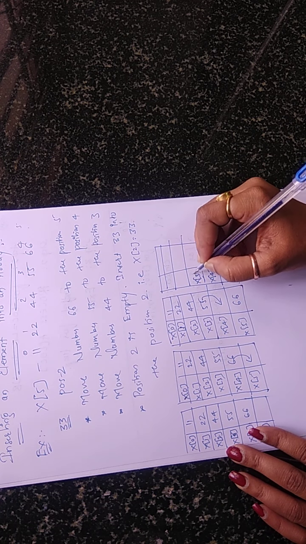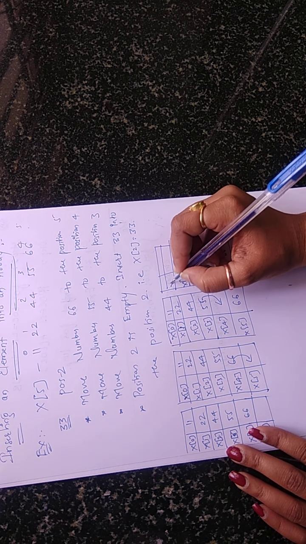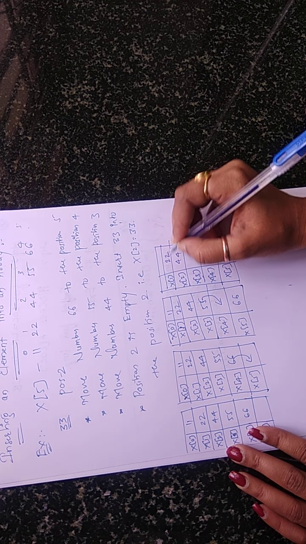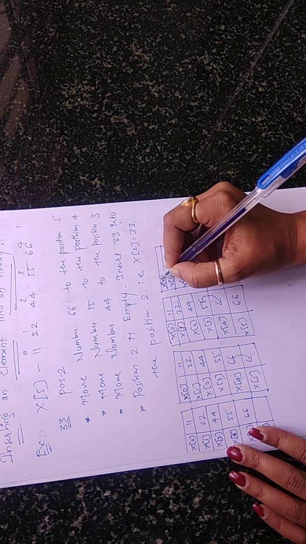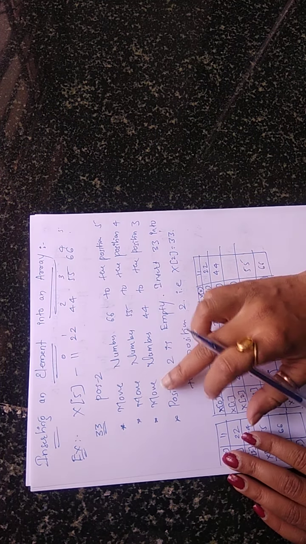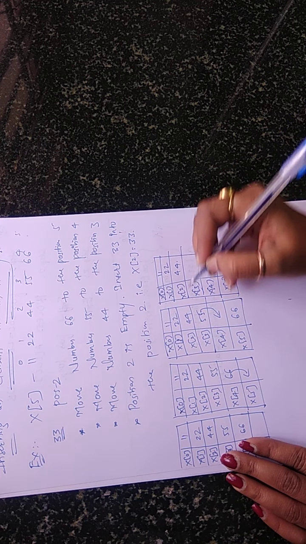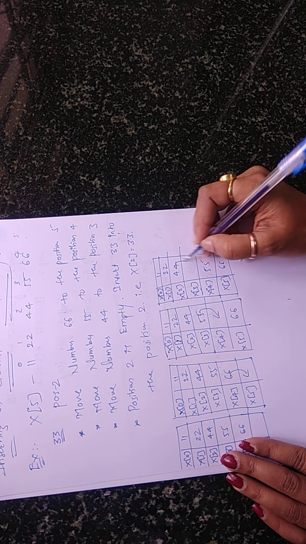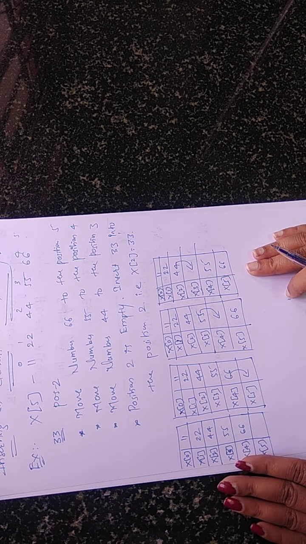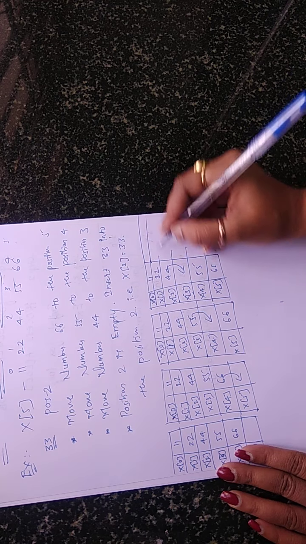X of 3 will be empty. X of 2 contains 44. X of 1 contains 22. And X of 0 contains 11. Fine. Now next what do we have to do? Move 44 to the position 3. You have to bring this 44 which is there in X of 2 here in this position. So it will be empty. Done. So the next step.